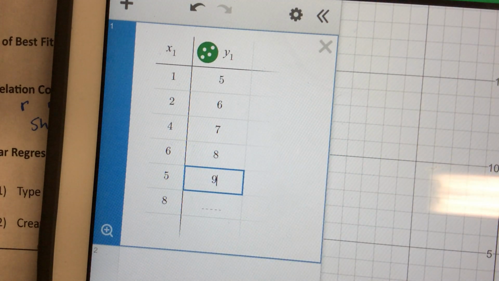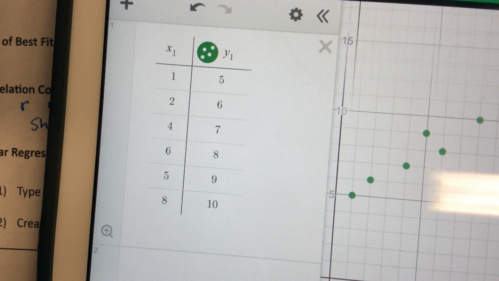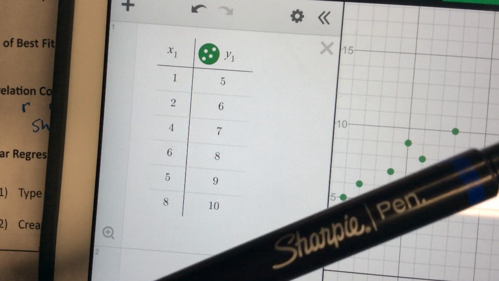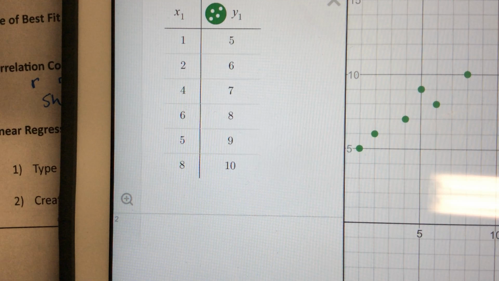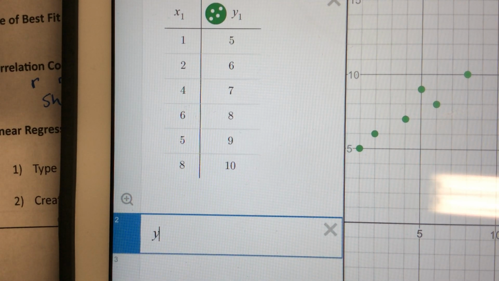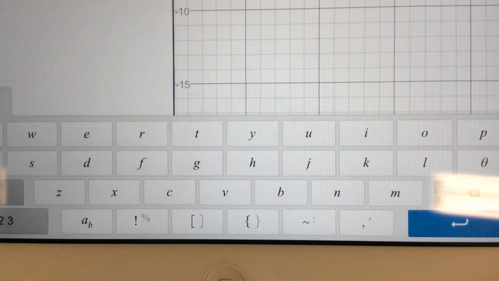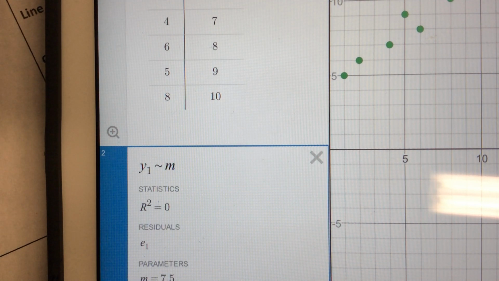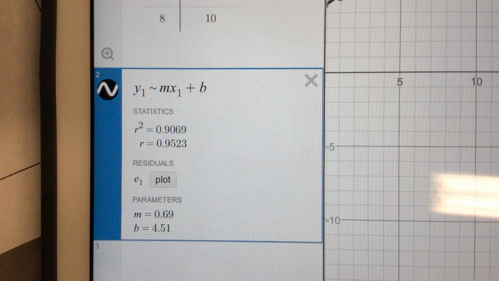8, 9, 10. If I look here, here's my dots. They're pretty much grouped together, and they kind of go in this upward trend. Now, if I want to see how closely they are related, I go to a second line and type y1. I need the little squiggly line, so I go to the keyboard and push the letters button, and there's a squiggly line right there. Then mx1 plus b. So I type it all in.